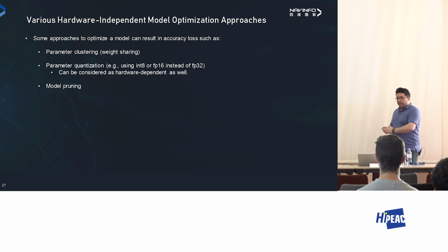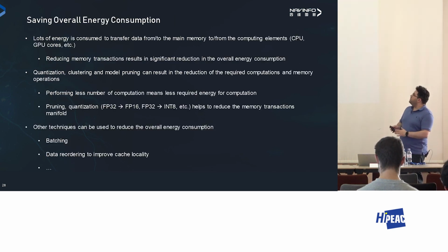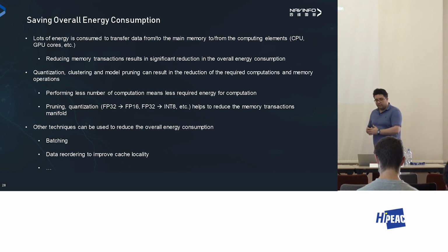So another very important objective for model optimization is to save energy consumption. And we will see how this can affect the energy consumption. As I said earlier, lots of energy is consumed because of the data transfer. And this is very much the case with mobile devices, where the computing energy is much less. We have very high, ultra low power computation units. And the dominant part will be the memory.